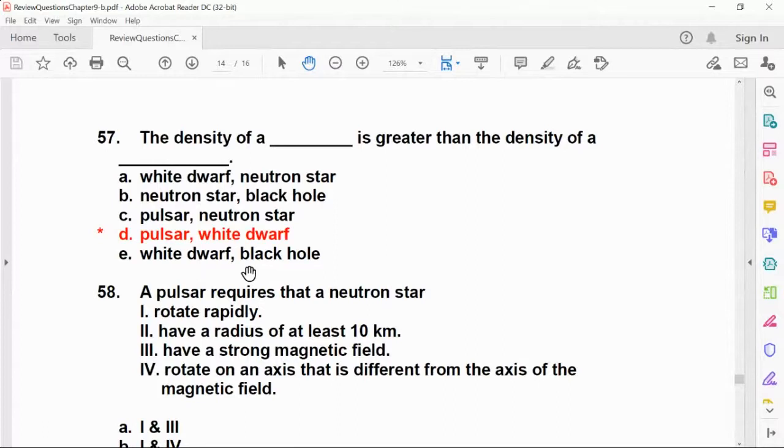The density of blank is greater than the density of blank, and they give you options here. Now, black holes will be more dense than neutron stars or a pulsar, and a pulsar will be denser than a white dwarf. So here the right answer is a pulsar is greater in density than a white dwarf.